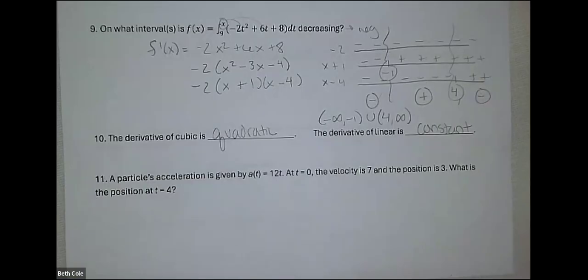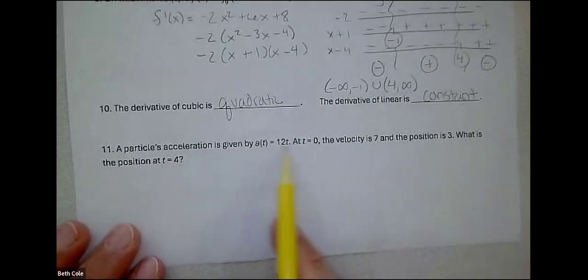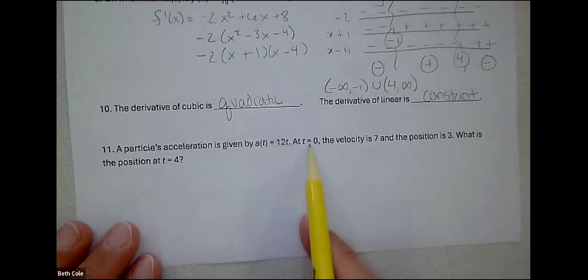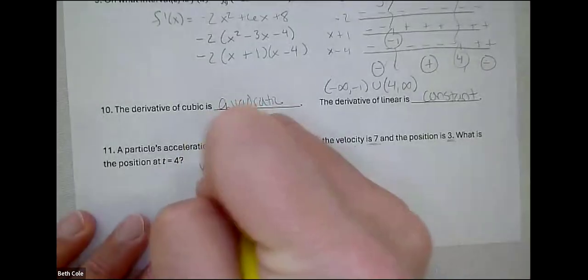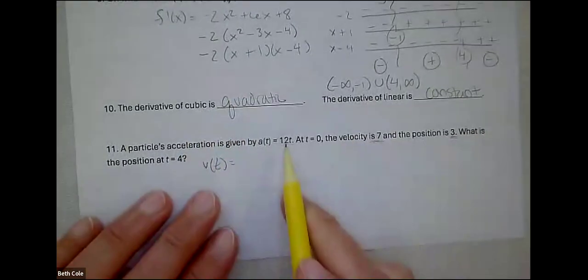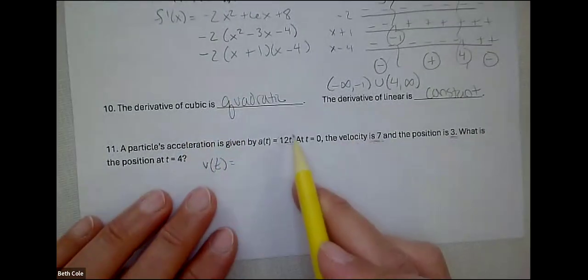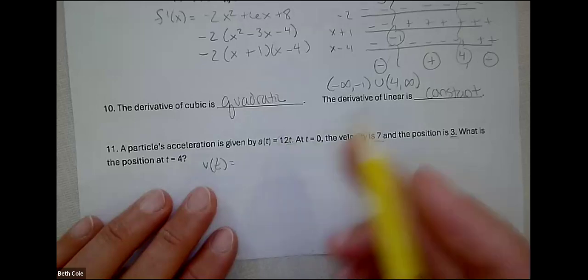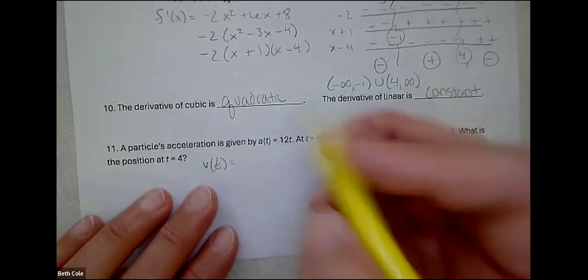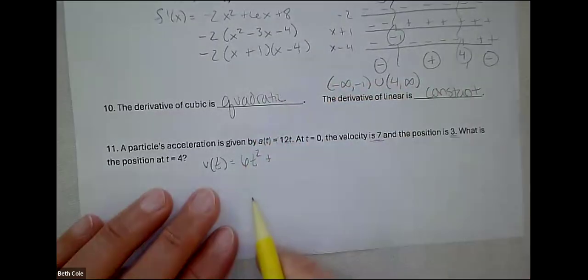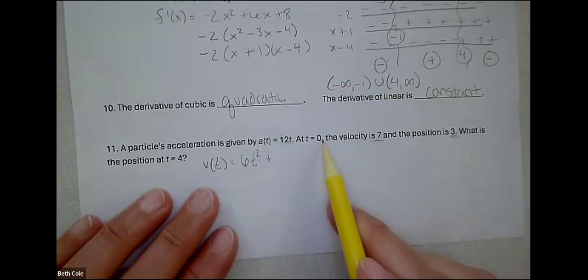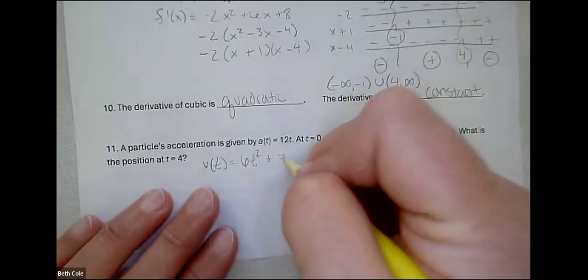Okay? Particle's acceleration is given by 12t. At time 0, velocity is 7, position is 3. So those are your initial conditions. We want our position at time 4. Or we're going to have to work backwards. We were given acceleration. Let's go and find velocity. Antiderivative would be, well, we'd want it to be 1/2 t squared, but there's a 12 there. So it's going to be 6t squared plus our initial velocity at time 0 is 7.